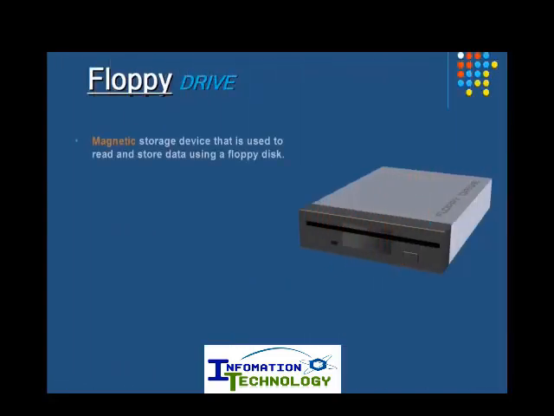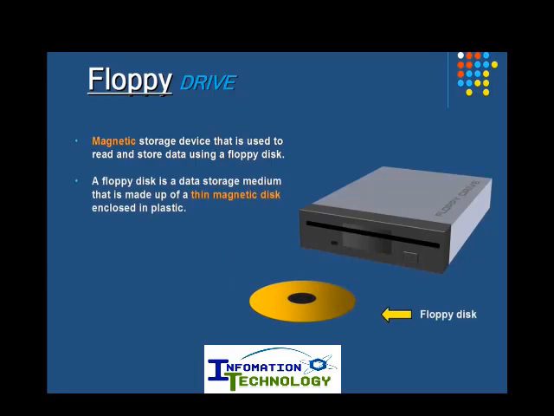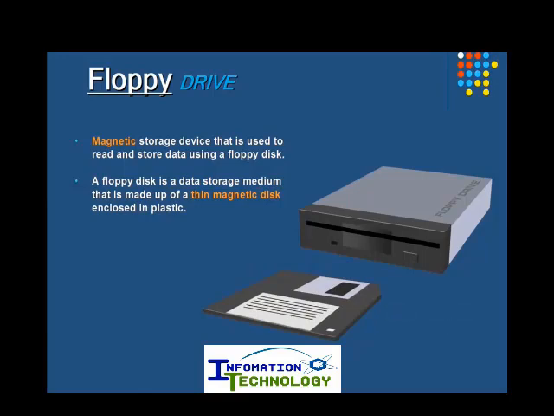A floppy drive is a magnetic storage device that is used to read and store data using a floppy disk. A floppy disk is a data storage medium that is made up of a thin magnetic disk enclosed in plastic. And this disk is where data is stored to, and it enables information to be transferred from one computer to another. When computers first came out, this was how data was transferred between computers.